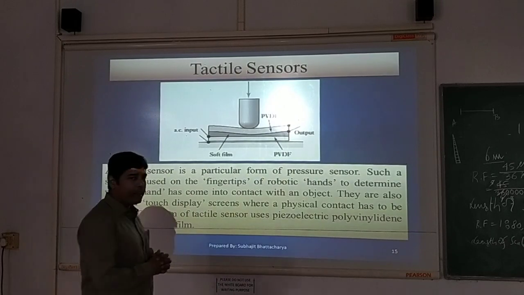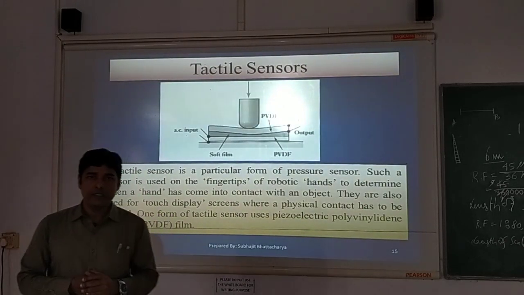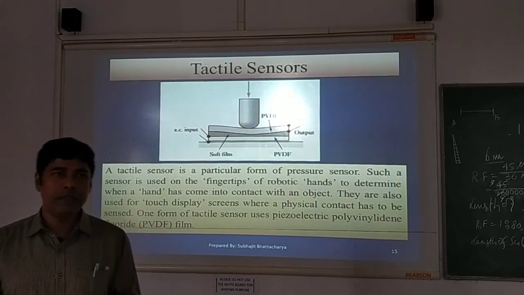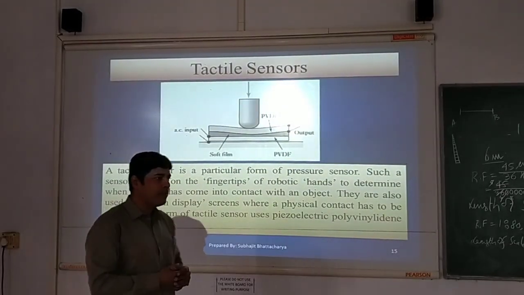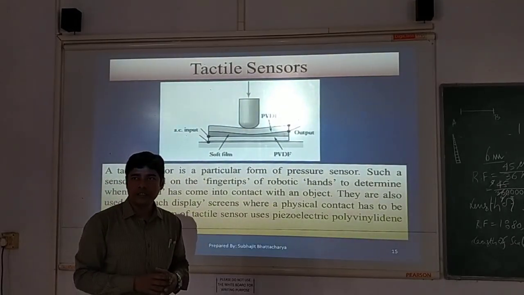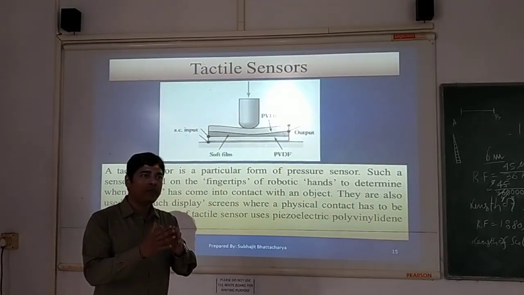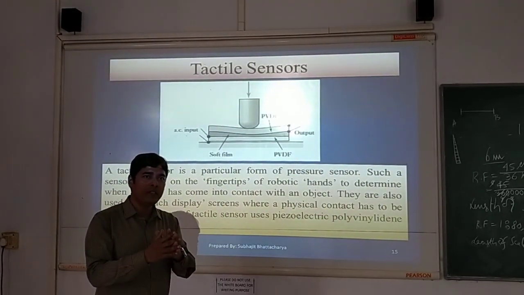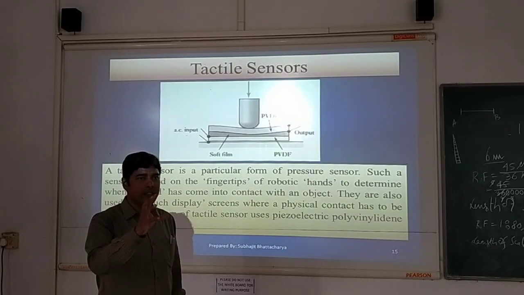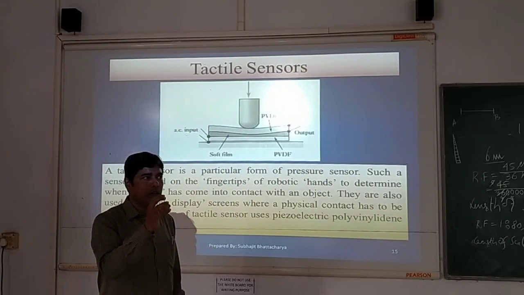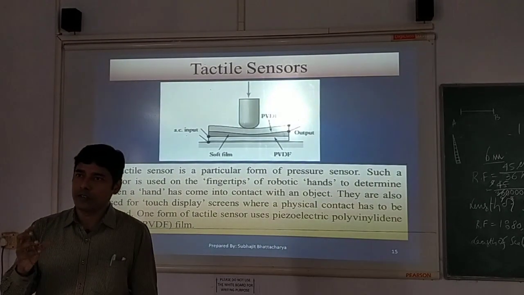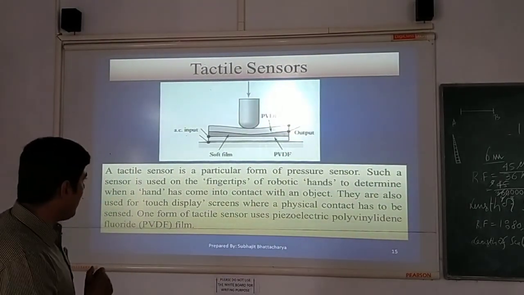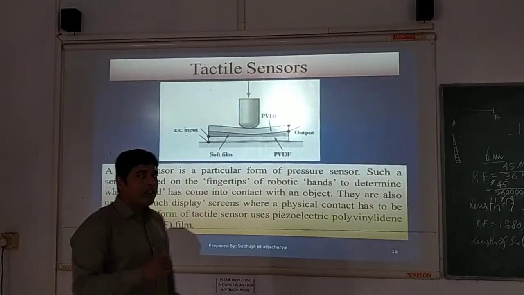Tactile means touch. This is a touch sensor. This sensor can be attached on the fingertip of robotic fingers or robotic flippers. Whenever it touches or holds something with a particular pressure, it will know that it has contacted something. Okay. How does it work?